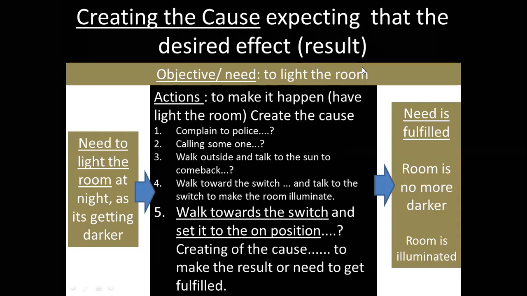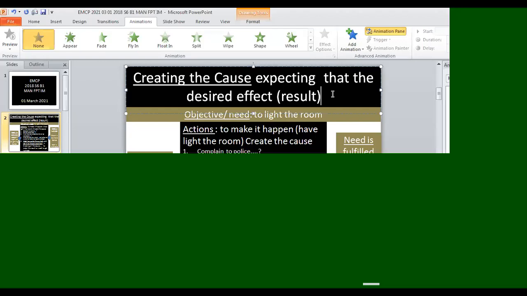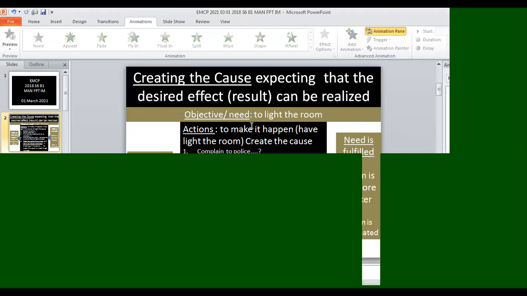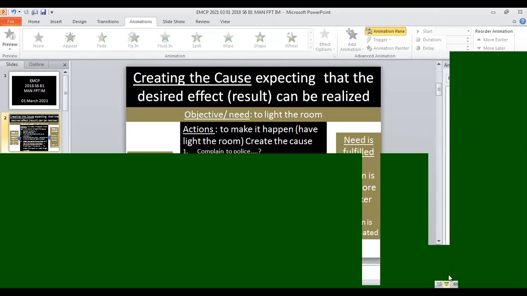Last week we came to know about creating the cause to achieve the expected results. Creating the cause, expecting that the desired effect is assured to be achieved. The effect can be realized. So this is the situation. So, the cause and effect principle.